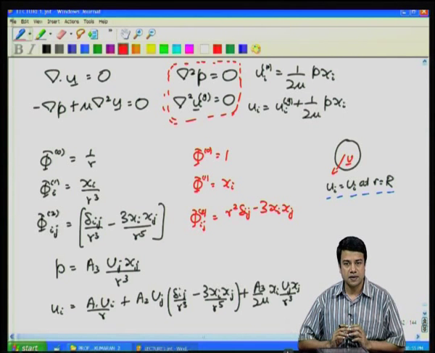So, since the solution is only a function of the distance from the point source, in a spherical coordinate system, the conservation equation reduces to an ordinary differential equation, since there is no dependence on the theta and the phi coordinates. And that solution, if you solve the Laplace equation in a spherical coordinate system, is just equal to a constant divided by r, where r is the distance.